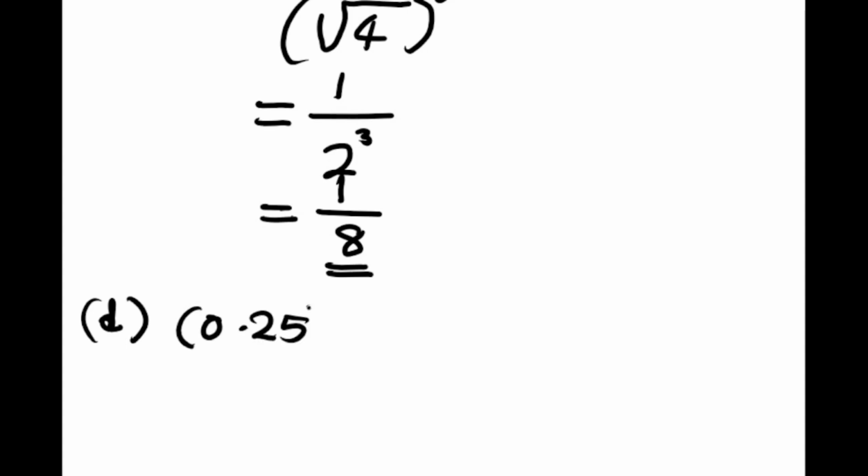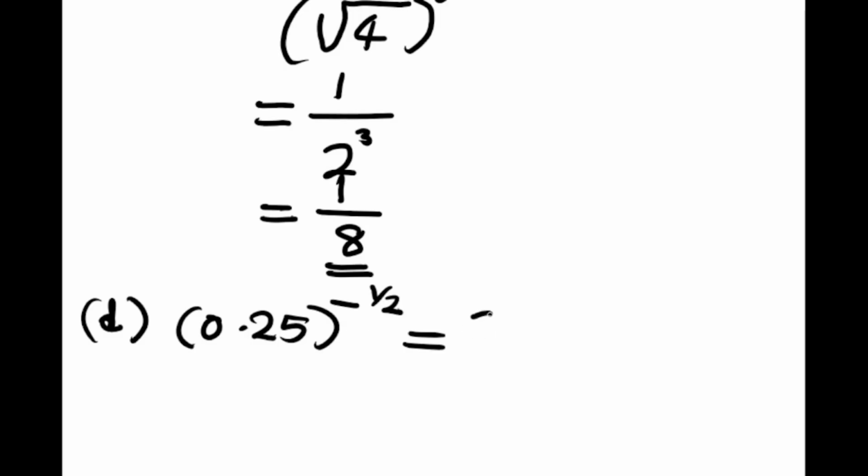0.25 raised to the power of minus half. Now, for this, we need to deal with this decimal. This is a decimal, so we need to deal with it. 0.25. Now, what can give us 0.25? If you divide 25 by 100, you get 0.25.